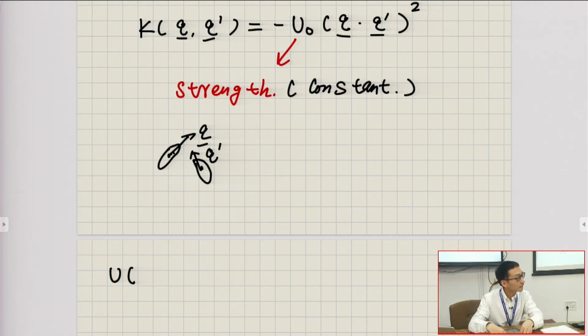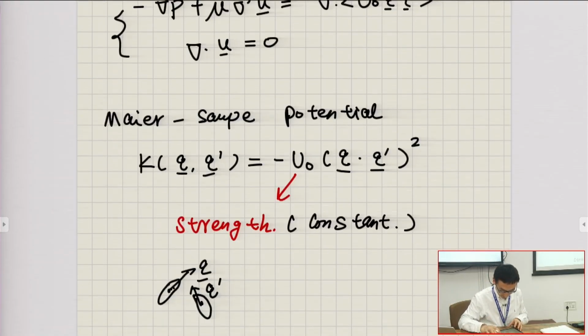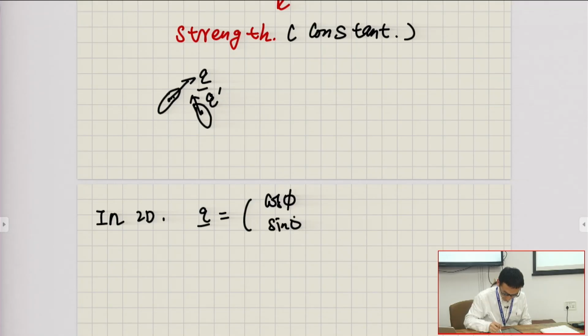So this is the general derivation. You can just write Q as an angle in 2D. Let me write this down instead of just saying it. So in 2D, again, you just write Q as an angle, right? And then you can write it down.